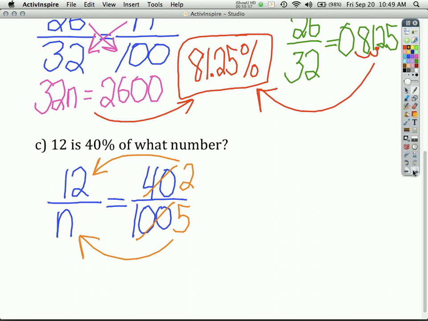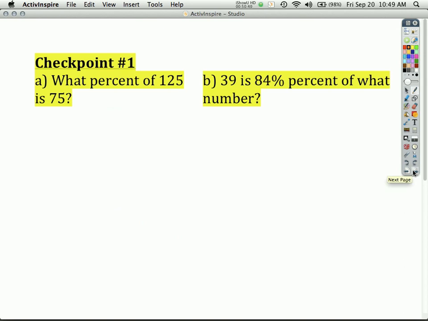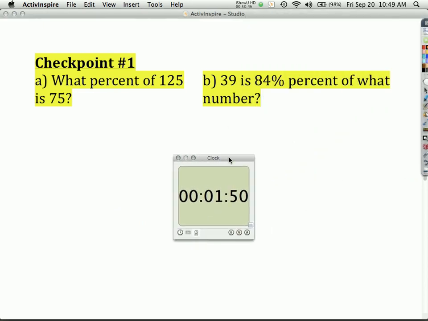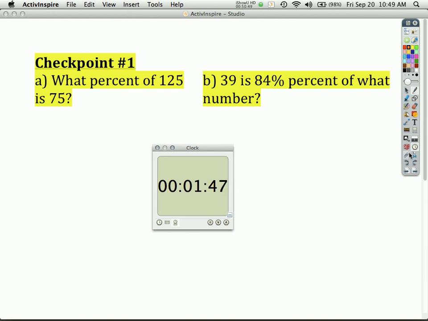Let's see how you do on your own. Checkpoint number 1. You got 2 questions. You got 2 minutes. Use whatever method you would like, but I would double check and make sure you're confident about your answer. Make sure your answer makes sense.